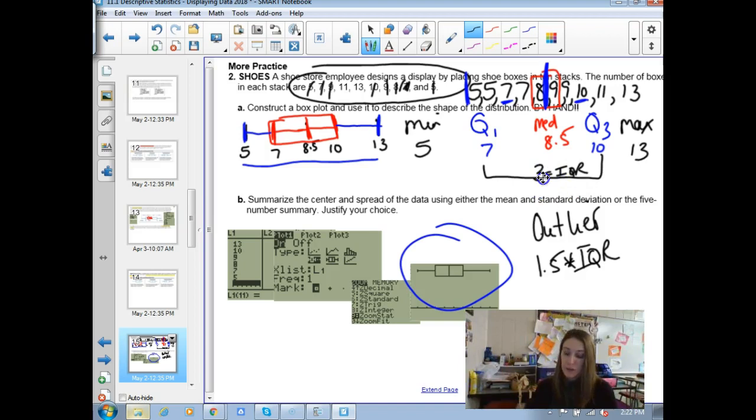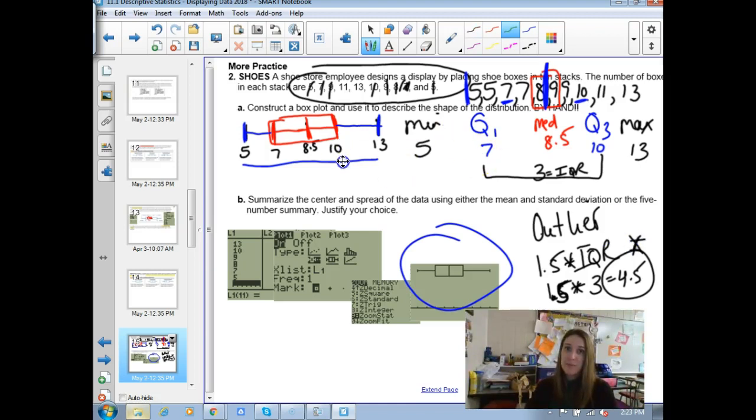And you take 3 and multiply it by 1.5. You get... I should totally be able to do this, right? So what is that, 4.5? That's the magic number for how far out from the box you can go without being considered an outlier.